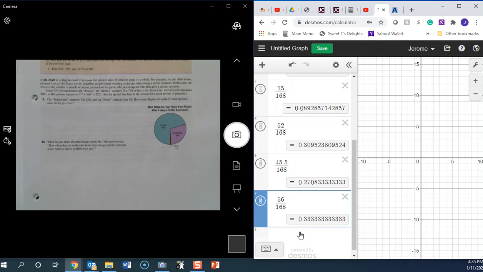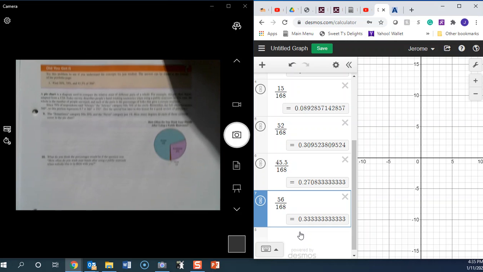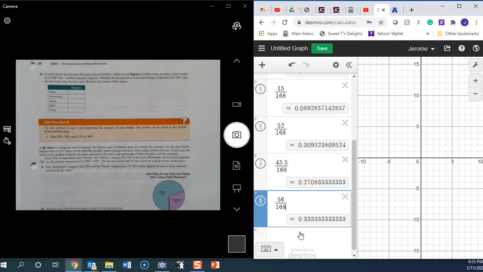All right, now we move on to the next page. We look here at problem number 8. Problem number 8 deals with degrees. It says a circle can be divided into 360 equal units of measure, which we call degrees. In other words, an entire circle is made up of 360 degrees. The degree symbol, that circle symbol, represents degrees. Multiply the decimal form of each percentage in question 6 by 360 and put the results into the next chart. Round to the nearest whole degree.